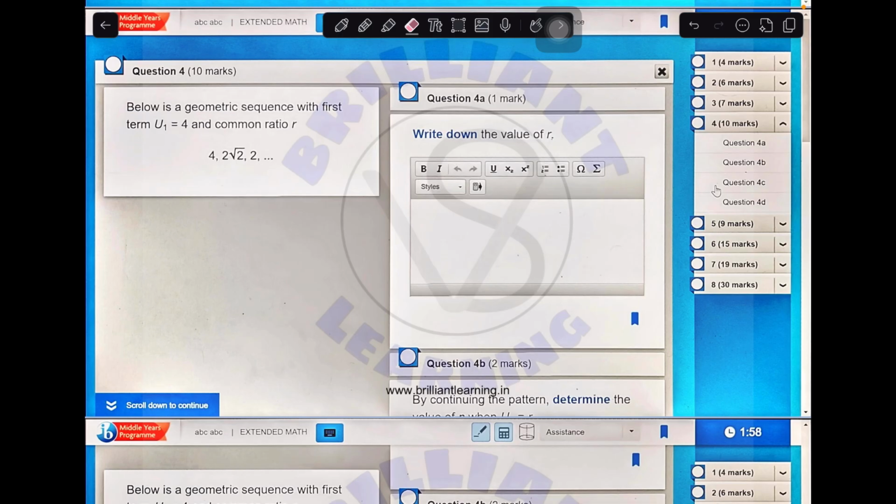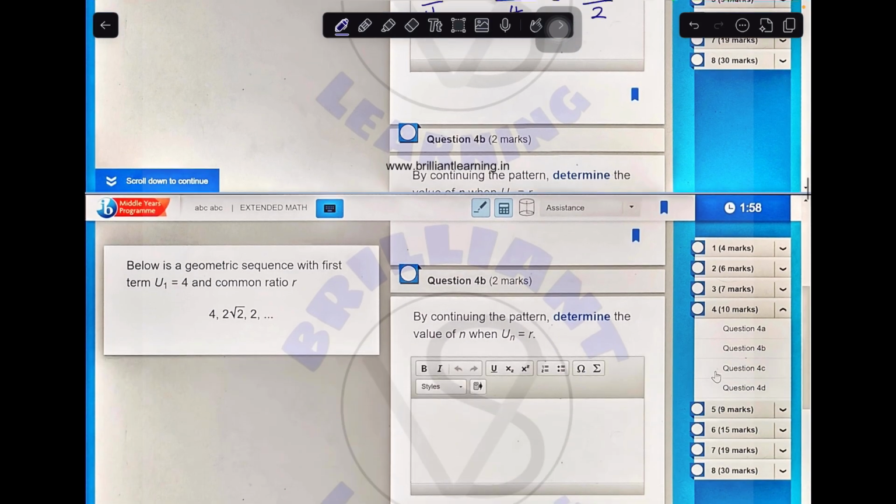Okay, so question 4, May 2021. Below is a geometric sequence with first term u1 equals 4 and a common ratio of r. Write down the value of r. So remember that we find r from dividing any two consecutive terms. So I'm going to divide u2 by u1. So in this case, that would be 2 root 2 divided by 4, which is just root 2 over 2. Okay, so that's part A done.